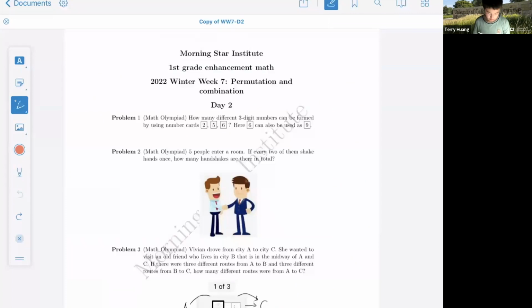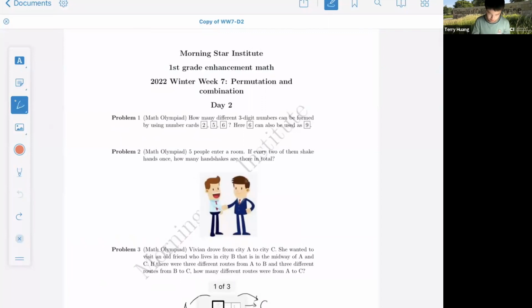Today we will be going over Winter Week 7, Day 2. So for problem number 1, how many different 3-digit numbers can be formed by using number cards 2, 5, and 6? Here 6 can also be used as 9.